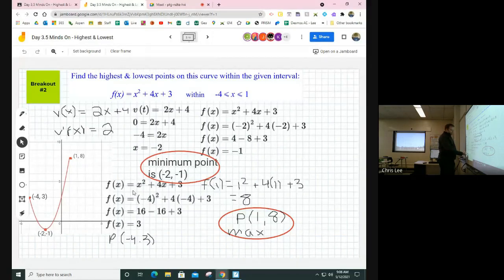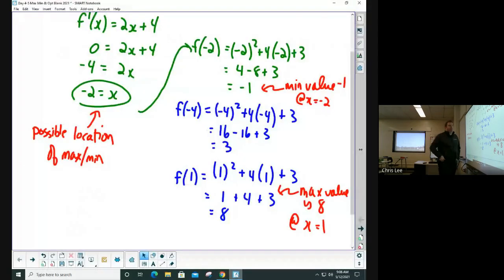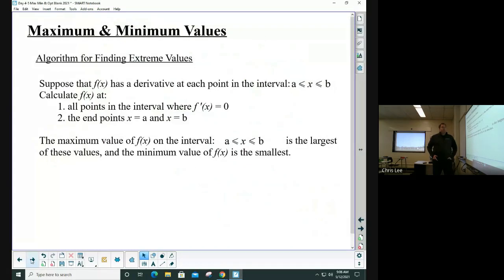We knew that this one was going to be the minimum, and then we tested the other 2 points and found out this one only goes up to 3, but this one goes up to 5, or 8, excuse me. So that one ended up being the max point. Okay, so a nice little visual of what's going on. All right, good. So this concept is what today's lesson is going to be about: finding maximum and minimum points.